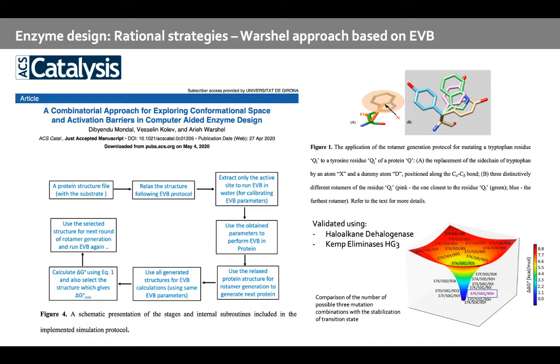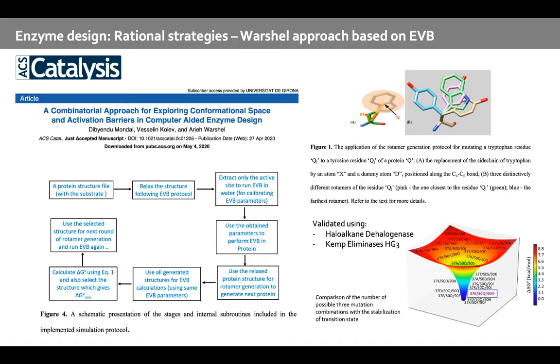Why do they say conformational space? Well, because they consider different side chains, different rotamers for the side chains. That's why they say that they are exploring the conformational space. And the schematic you have in figure 4 is the schematic presentation of the stages and the routines that this protocol is using. They use the protein structure from the PDB, so they relax the structure for doing the EVB protocol. They extract the active site for calibrating the parameters.